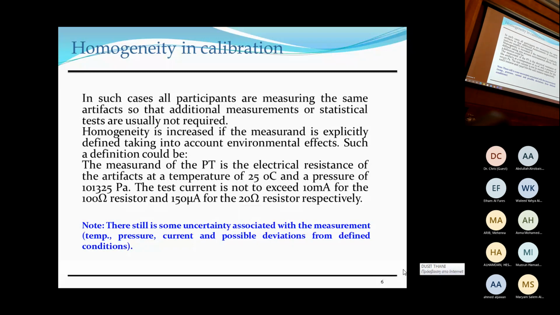So for example here, we say that the measurand of the PT is the electrical resistance of the artifact at a temperature of 25 degrees and the pressure of standard atmosphere. The test current is not to exceed 10 milliamps for the 100 ohm resistor and 150 milliamps for the 20 ohm resistor respectively. So all of this information constitutes a measurand. Okay, it's not just the electrical resistance. A measurand is a value plus additional information.